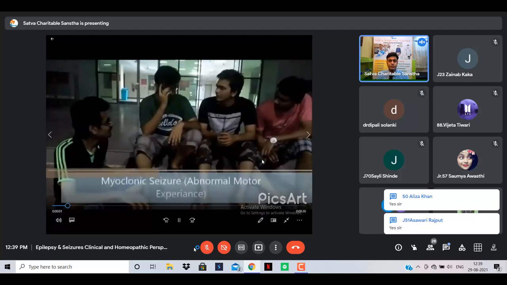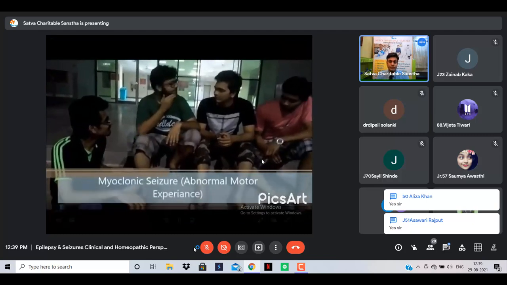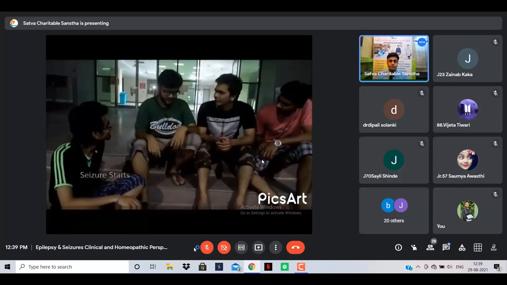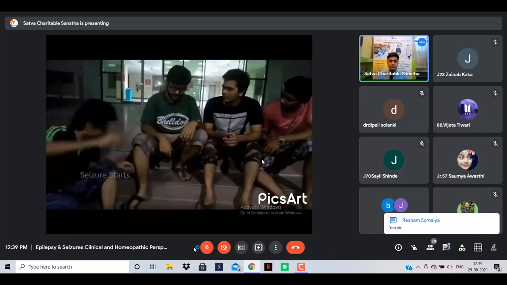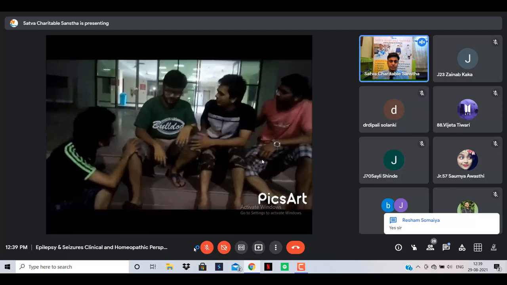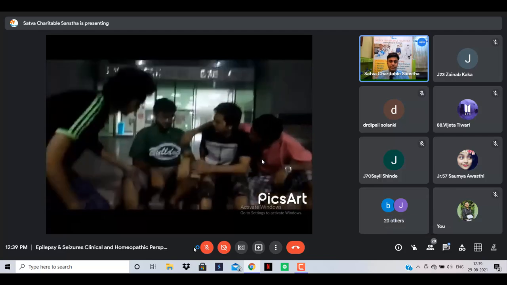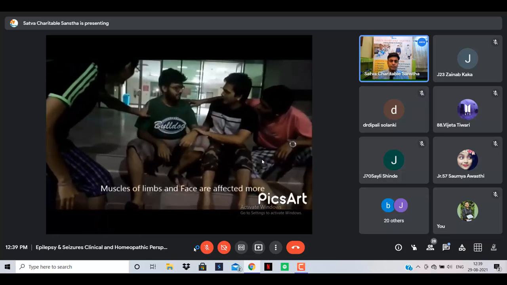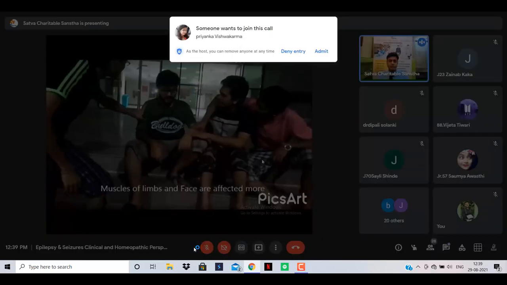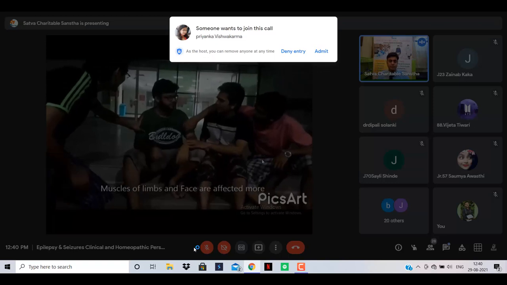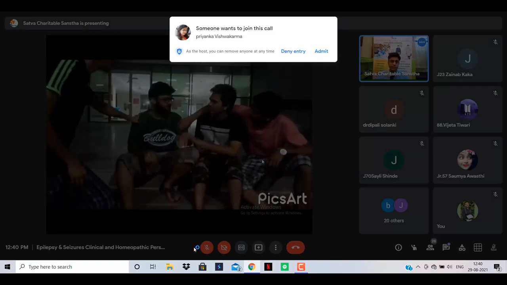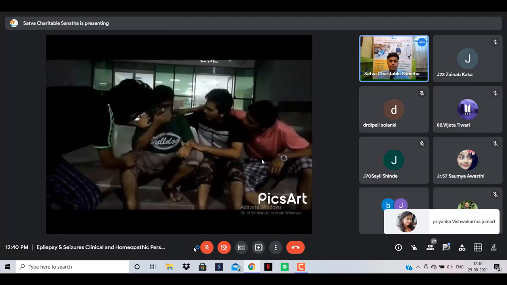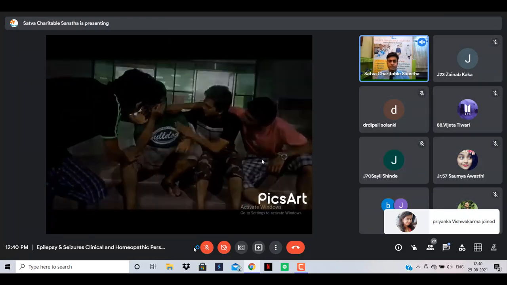So this, you see, myoclonic seizure. You can see this person in the green t-shirt. You can see the jerks are there. It is bilateral. It is symmetrical. Usually limbs and face are more commonly affected. Patient's consciousness is not impaired. Patient is conscious. Still the myoclonic jerks are going on.